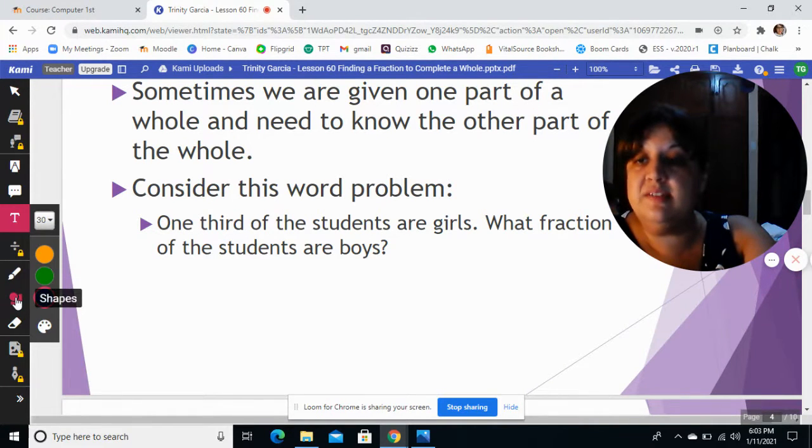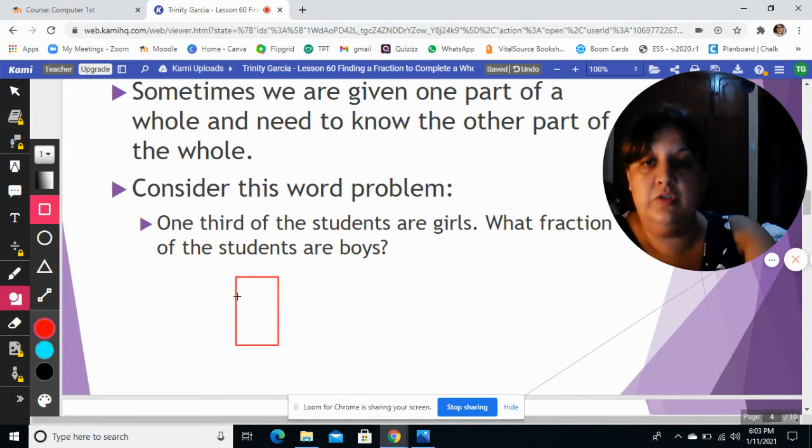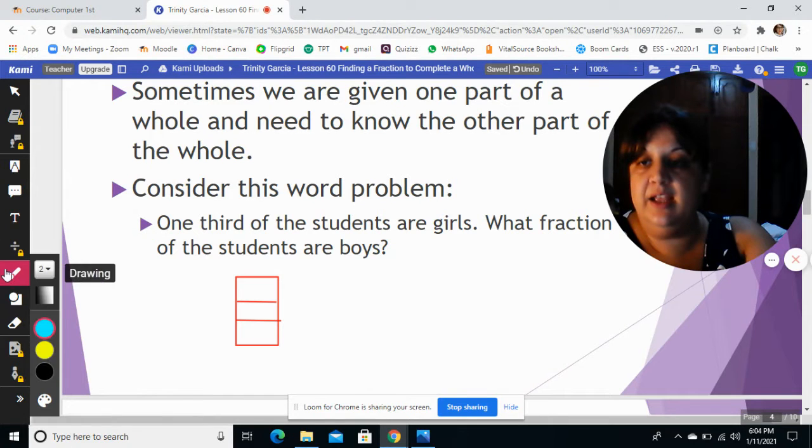So we're going to go back to a skill that we learned before, which is to draw a diagram. All right, and we are going to use rectangles for today. And you can use a different shape if you want to, but we know that if we're dealing in a whole, like we talked about yesterday, we're going to pretend this is even here. Okay, and the whole, we would need 3 parts because we know 1/3 is girls, and we want to find out the whole amount and the fraction of the boys.